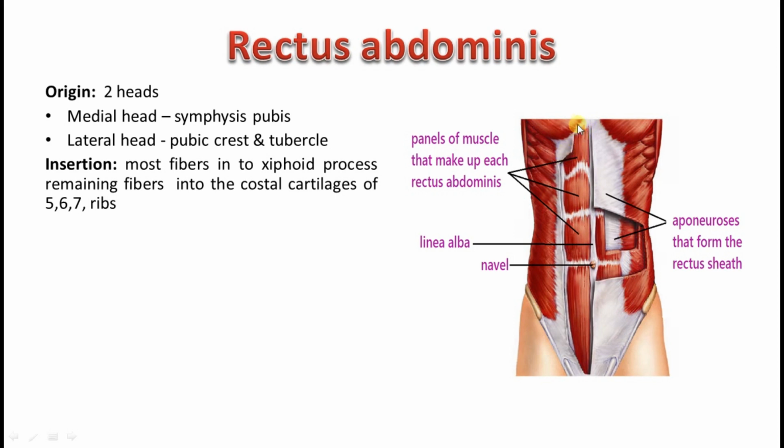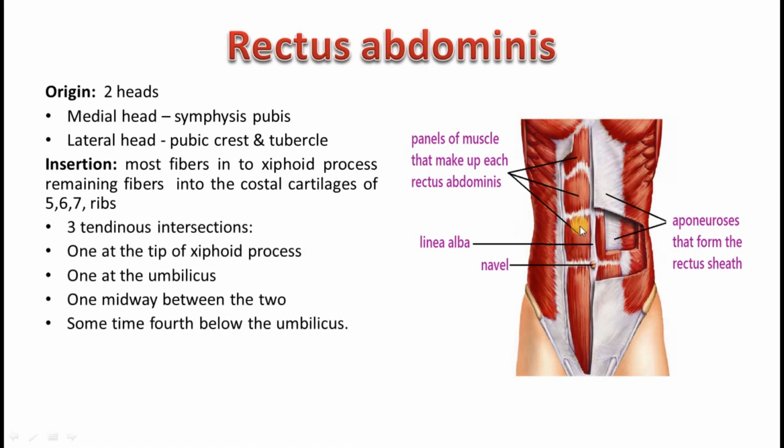That is the insertion of the rectus abdominis muscle, 4 fleshy slips from medial to lateral. Not only that, in between you also see tendinous intersections. Mainly at 3 levels you can see, one at the level of xiphoid process, one at the level of umbilicus, and the third one midway between these two. Occasionally a 4th intersection might also be present, and if present it will be below the level of umbilicus. Usually 3, sometimes 4 tendinous intersections are observed.